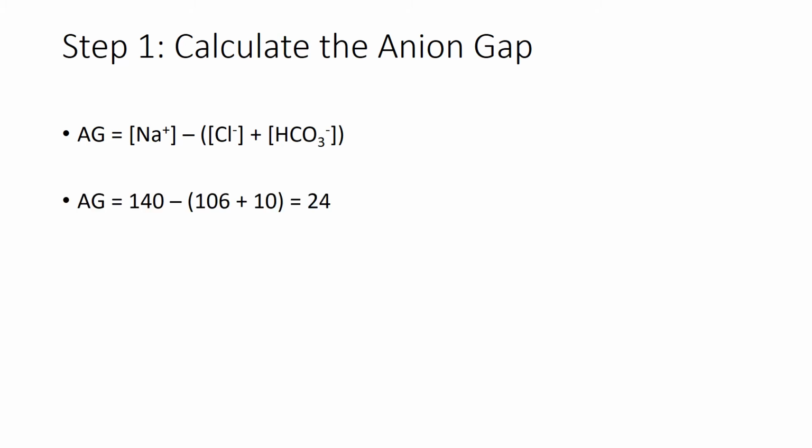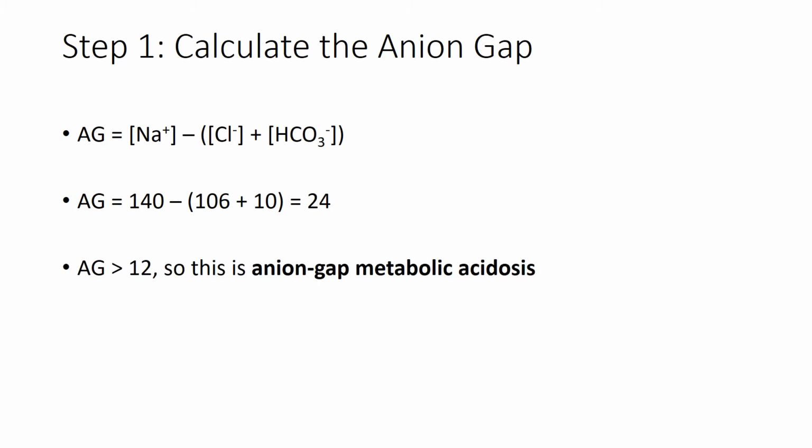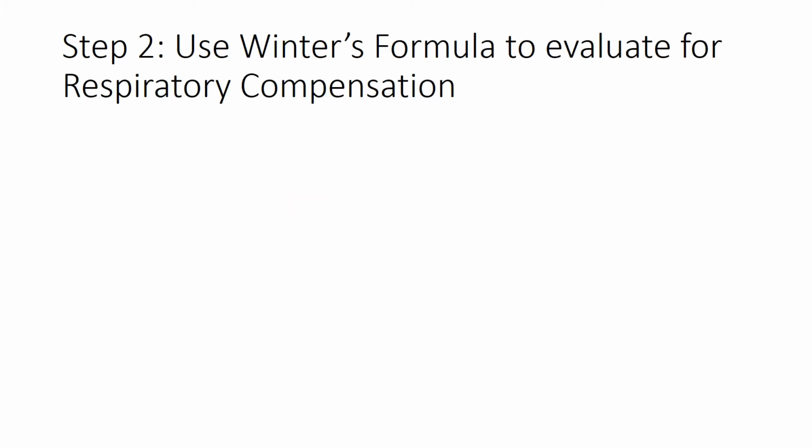In this example, it's 140 minus 116, or 24. Remember, a normal anion gap should be less than 12. This is elevated, so this is an anion gap metabolic acidosis. Step 1 complete. Now we need to use Winter's formula to evaluate for respiratory compensation.